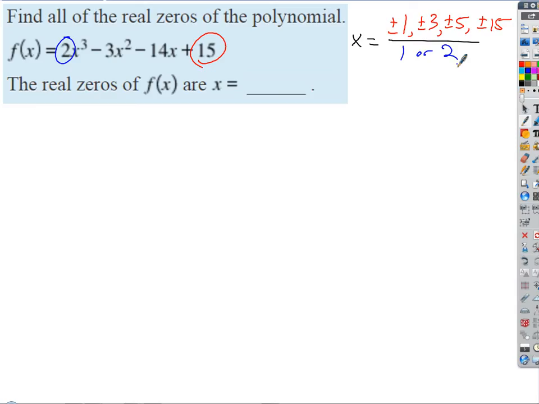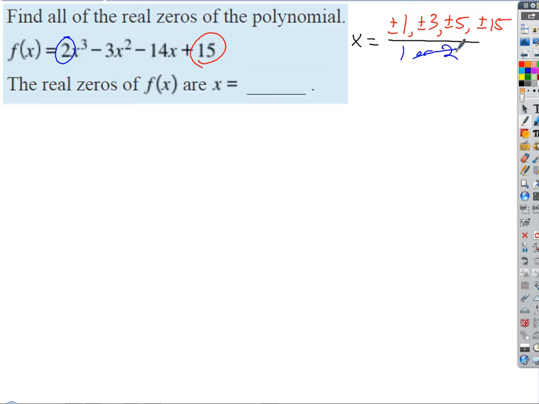We would always start with the integers, and I'm always going to make it work out so it's an integer. Dividing fractions through synthetically is a little harder to do. We're not going to do it. So we know it's going to be a 1 on the bottom if it works. So all we have to do is try those possibilities.